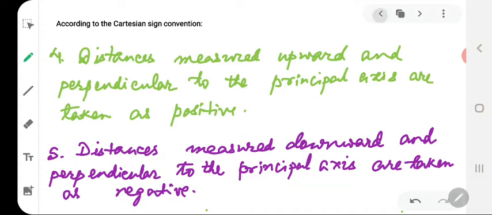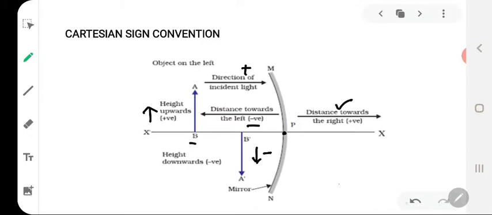As I told you, let's go back to the diagram once again. So the object is always placed on the left side of the mirror so that the direction of incident light is from left to right. Since the incident light always goes from left to right, all the distances measured from the pole, that is the position marked P, pole of the mirror, to the right side will be considered positive because they will be in the same direction as the incident light. On the other hand, all the distances measured from the pole of the mirror to the left side will be negative because they are measured against the direction of incident light.